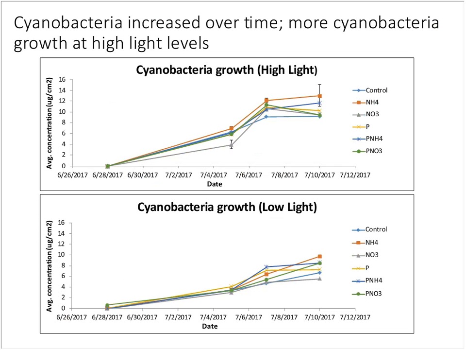This is total cyanobacteria, which increased over time. And then we also saw more cyanobacteria growth at highlight levels. So following the trend in total chlorophyll production, our cyanobacteria growth went up for each test that I did. You can clearly see that for the highlight pot, it was around 12 or 14 per test. But then for the low light, it was only 8 through 10 micrograms per centimeter squared. So there's a lot less growth in low light.